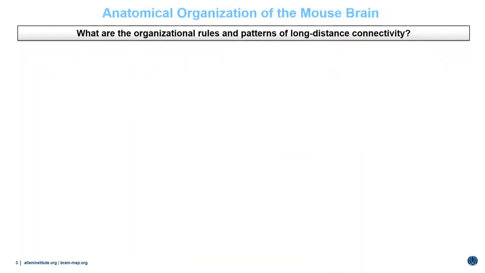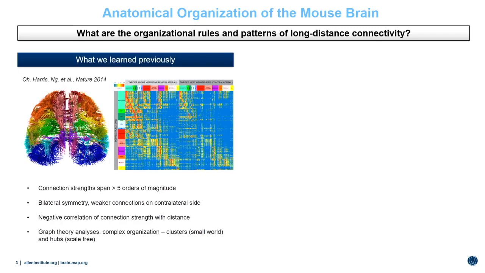Okay, so we not only wanted to generate this connectome and provide this data as a resource, we wanted to also use it to try to answer some important questions in neuroscience. And the big question we have been focused on is this one here: what are the organizational rules and patterns of long-distance connectivity?